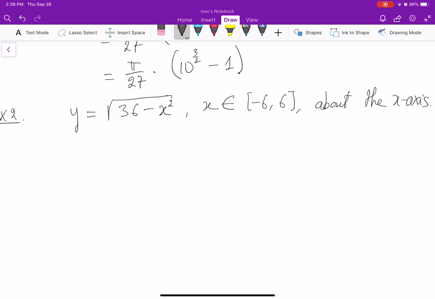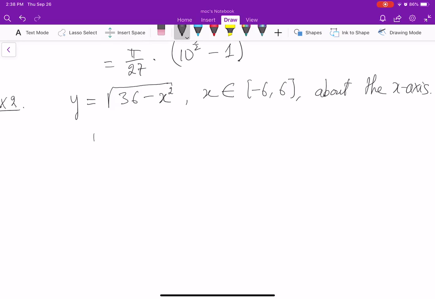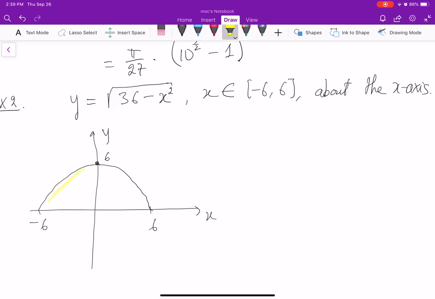Okay, let's graph this function. This function looks like this: x and y in here, -6 in here, and then 6 in here. When x equals 0, y is 6 in here. So we have some kind of this. This is our region, and we rotate this region about the x-axis. We get something like this.